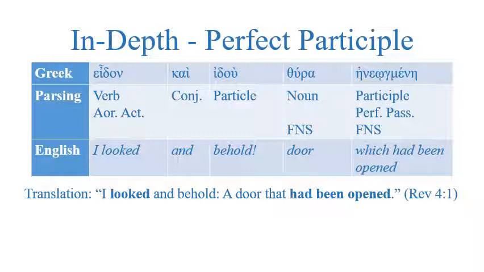Finally, eneogmene is our participle. It's perfect, passive, and feminine nominative singular. Because it describes door, thura, it shares the same attributes. The translation would go something like this. I looked, and behold, a door that had been opened. This is in the past because our main verb eidon, looked, is also in the past. But what it tells us is that this door which had been opened remains opened at the time that the speaker is describing. It's a past action with present results, that is, results that are contemporary with the main verb.